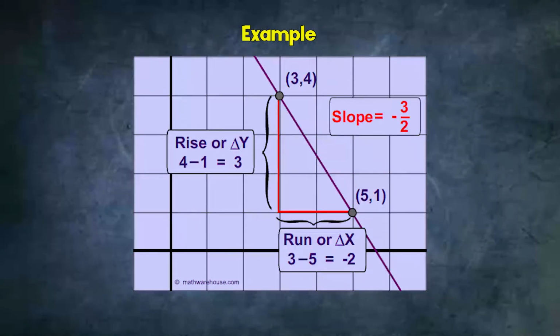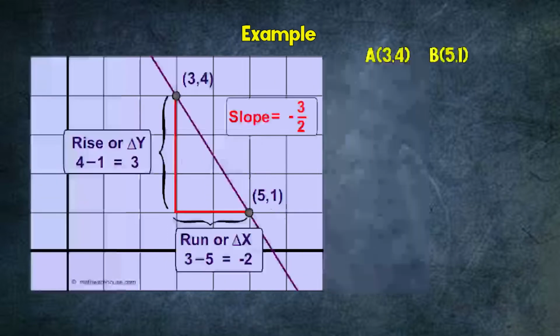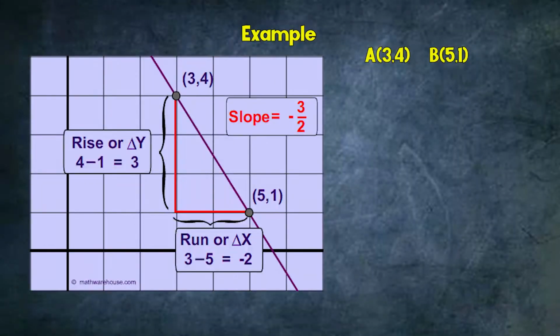We're going to extract 2 points, and the 2 points that are identified are 3, 4, and 5, 1. We're going to substitute the values. We're going to call the first point A, 3, 4, and the second point B, 5, 1.